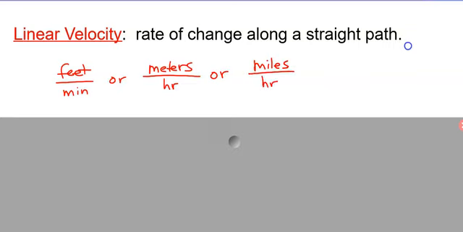They're ratios, and all of those things in the numerator are things that we measure, linear things in lines: feet, meters, miles, things like that. On the bottom, we have different examples of time: minutes, hours. We could have seconds down there as well.